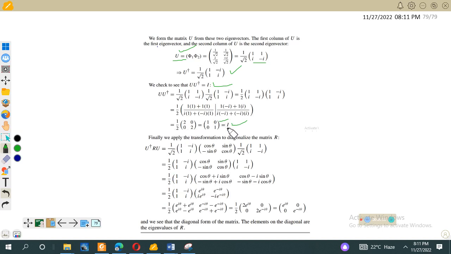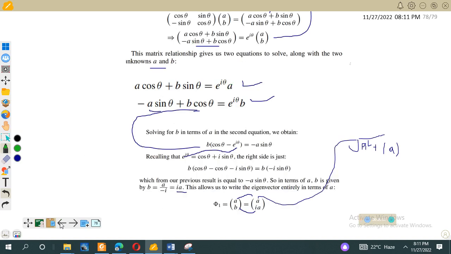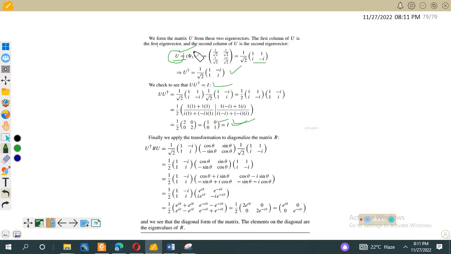The first, we have proved that our U matrix is unitary. And the second, we have found the eigenvectors for the given matrix, which is phi 1 with A and B and phi 2 with C and D. These are the two eigenvectors phi 1 and phi 2. This is the first eigenvector phi 1 and this is the second eigenvector. Okay, you can further solve it for the diagonalization.